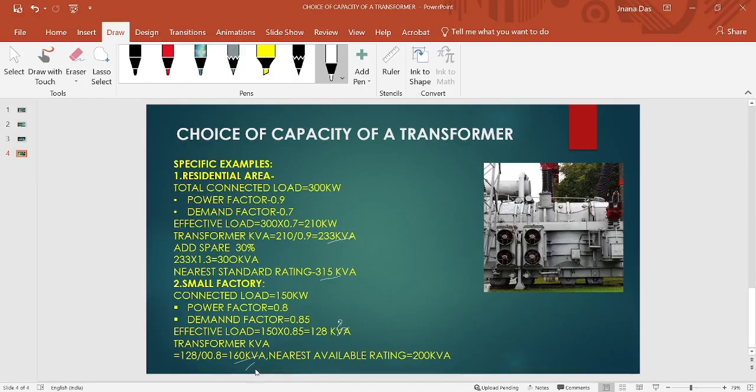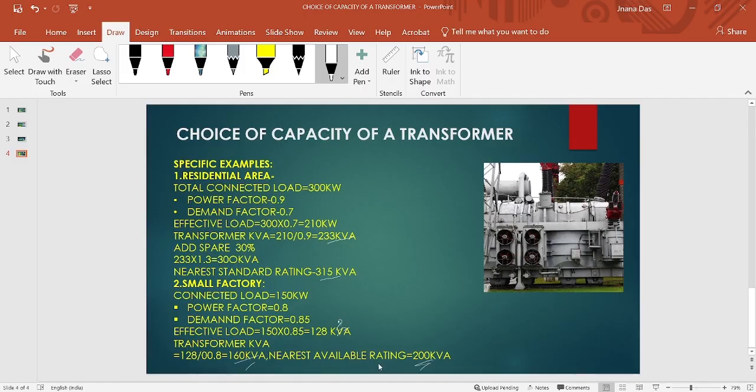So the transformer required is 160 kVA, but a standard 160 kVA transformer is not available in the market. There are some specific standard transformers available in the market. We have to purchase the nearest available rating of the transformer, which is 200 kVA. We have to purchase a 200 kVA transformer for this small factory.